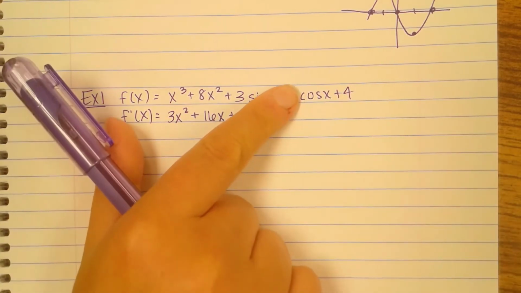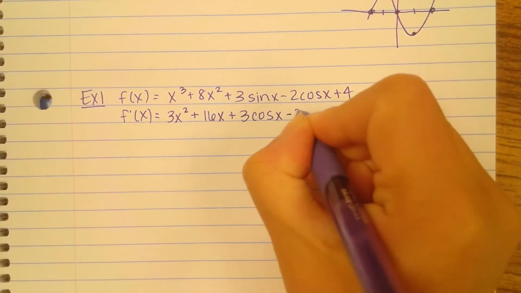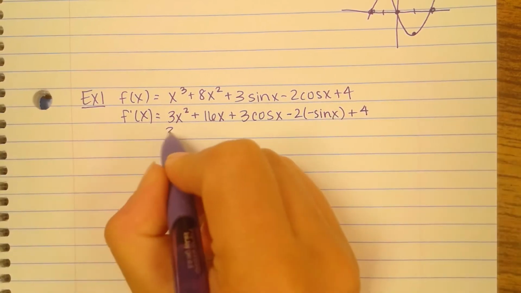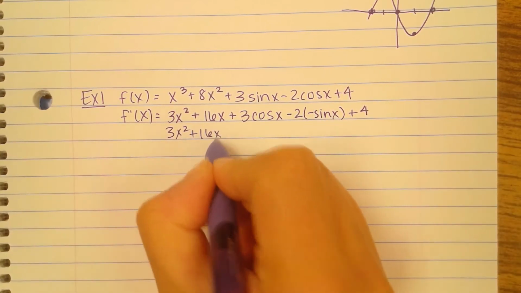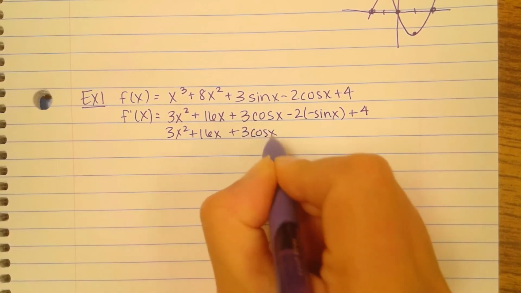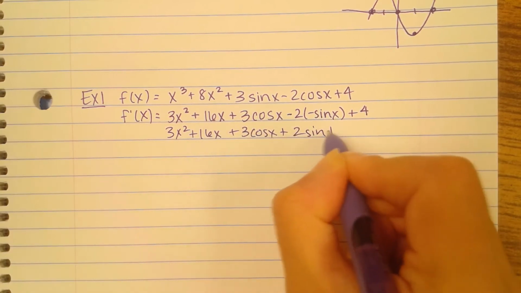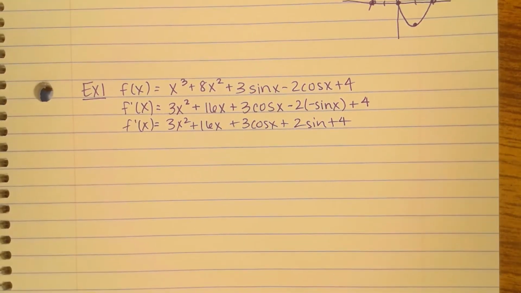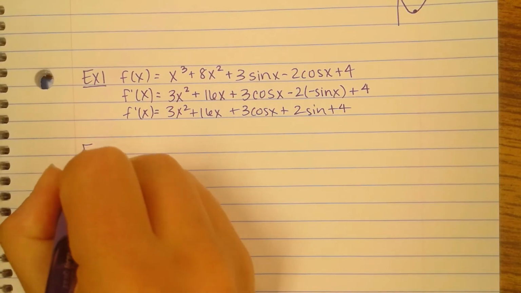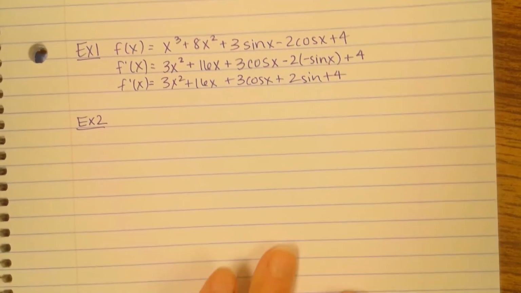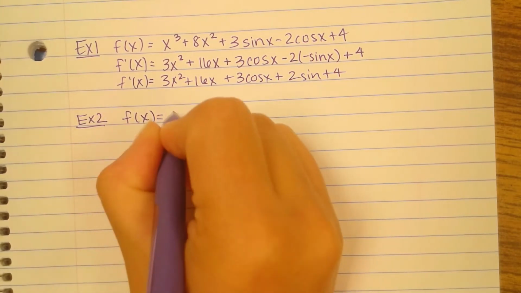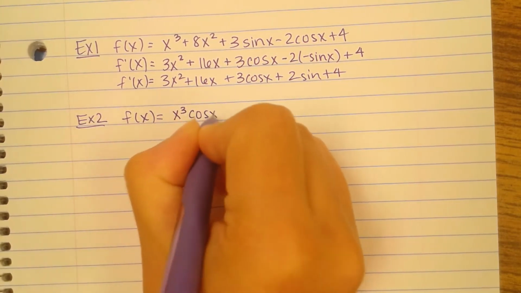Again, that -2 doesn't really matter, it's going to tack along for the ride. The derivative of cosine is negative sine, so I have -2 times negative sine x, and then +4. So that'll end up being 3x squared plus 16x plus 3 cosine x plus 2 sine x plus 4 for my final answer there. So again, that one was just using the power rule with our combinations. But like I said, we kind of have to have everything in our back pocket. So let's do something a little bit more complicated.